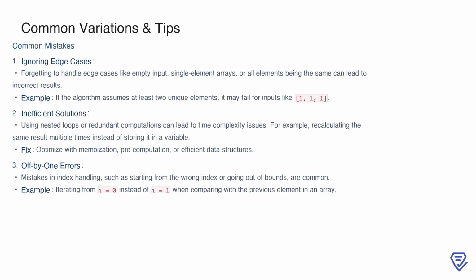Next, inefficient solutions are another pitfall. Using nested loops or recalculating the same results repeatedly can cause significant performance issues, especially with larger inputs. A better approach is to use optimization techniques like memoization, pre-computation, or efficient data structures. Finally, off-by-one errors are a classic mistake. These include starting from the wrong index or going out of bounds. For instance, iterating from i = 0 instead of i = 1 when comparing consecutive elements in an array can lead to incorrect results. Paying close attention to these details is critical for robust solutions.